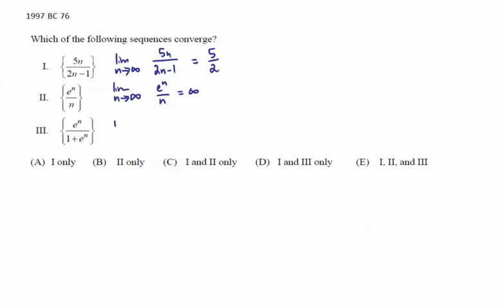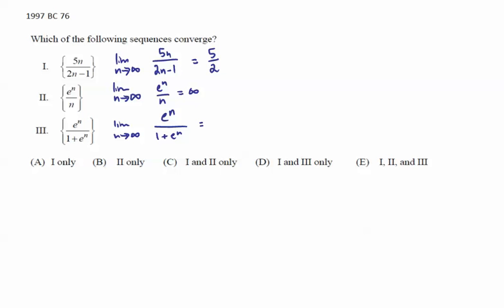For the third one, we have e to the n over 1 plus e to the n. And as n gets larger and larger, that 1 is going to have less and less effect on the ratio there. And so what you basically have is just e to the n.